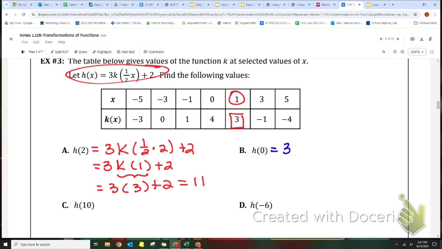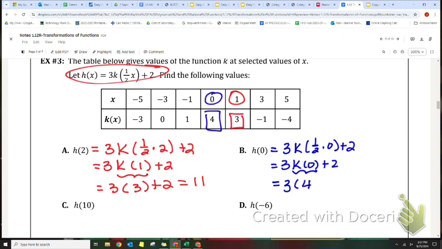So this is 3 times k of 1/2 times 0 plus 2. So 3k of 0 plus 2, go find k of 0. So it's 3 times k of 0 is 4 plus 2, which is 14. All right, I'm just going to make do with where it's at.